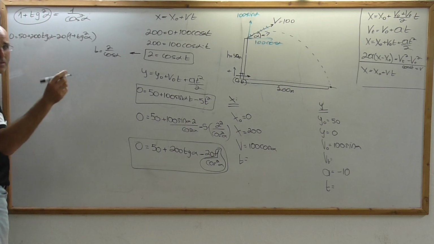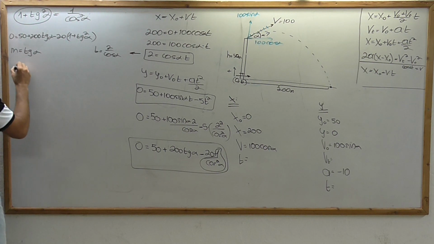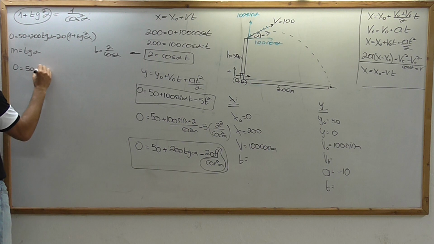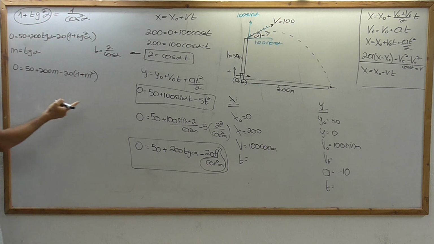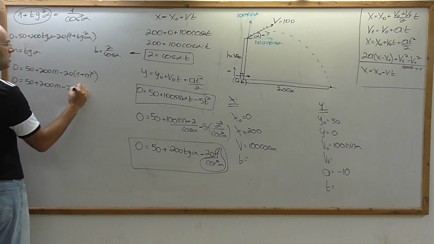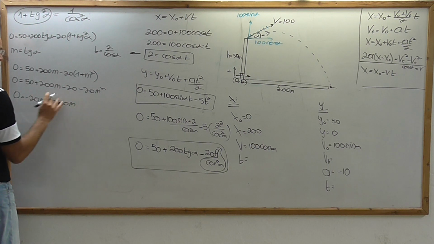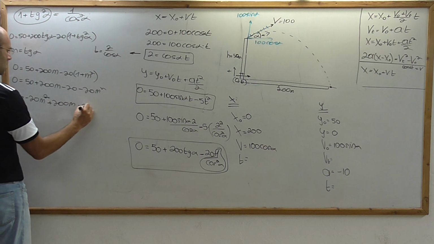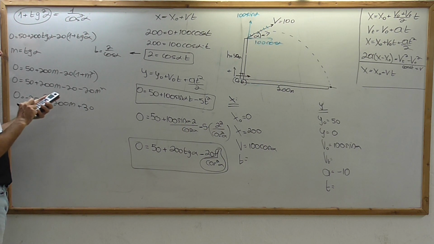I can choose another variable, let's say m. I'll call it tangent alpha. It will be easier. And I'll get 0 equals 50 plus 200m minus 20 times 1 plus m squared. This I can solve. 0 equals 50 plus 200m minus 20m squared. So 0 equals minus 20m squared plus 200m plus 30. I'll do mode 5, 3, minus 20, 200, 30.